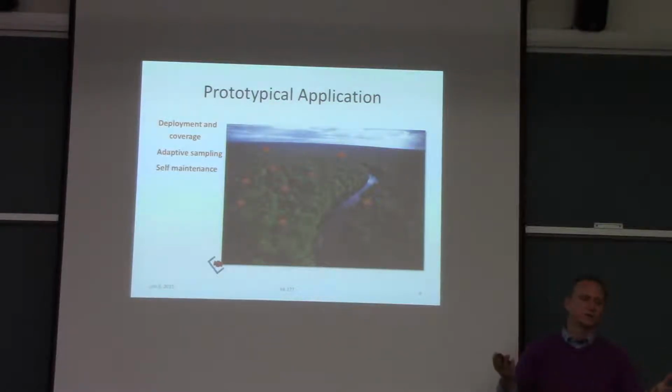Self-maintenance. If the robots are out in the wild, one of them might fail. We want the robots to be able to diagnose themselves if they have a failure, come back to a base station for repairs, for example, and then redeploy into the network. And all of this should happen seamlessly without interrupting the performance of the whole network of robots.